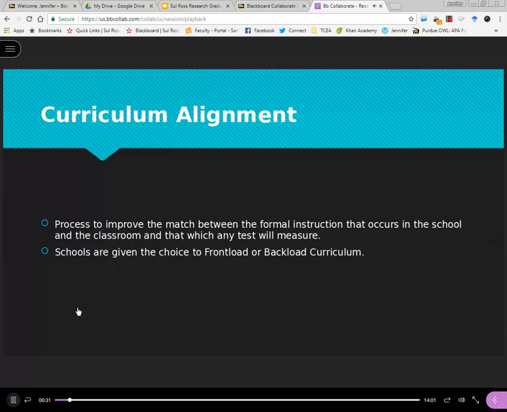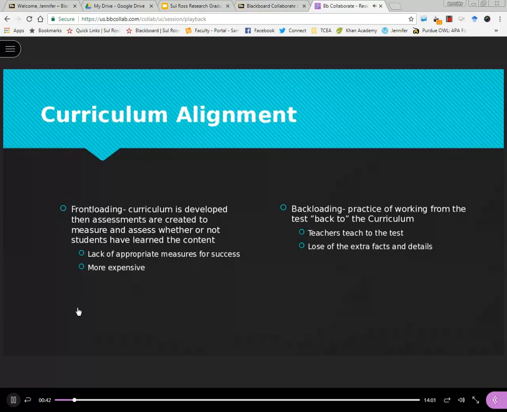Each individual school district has their own unique methods and reasons on why they choose either front loading or back loading curriculum. Now, with front loading curriculum, the curriculum is developed, then assessments are created to measure and assess whether or not students have learned the content.